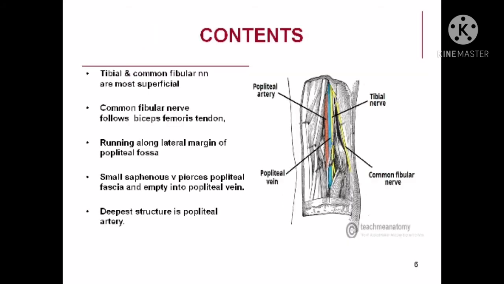The tibial and common fibular nerves are most superficial. The common fibular nerve follows the biceps femoris tendon, running along the lateral margin of the popliteal fossa. The small saphenous vein is a superficial vein which pierces the popliteal fascia and empties into the popliteal vein. The deepest structure is the popliteal artery.